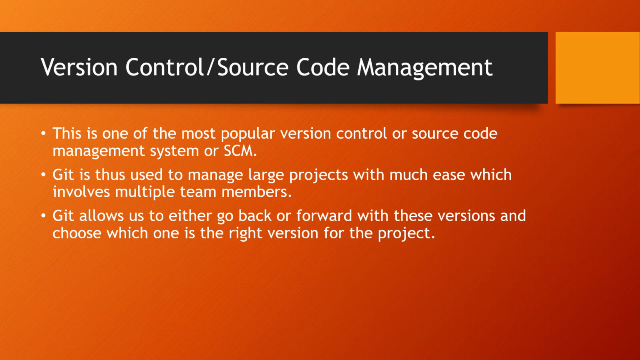Git allows us to either go back or forward with these versions and choose which one is the right version for the project. If you want an analogy with back or forward, you can treat it like if you're typing something and then you press Control Z to undo that thing. So that's like going back and saying this is the correct thing that I want for a specific document. That kind of feature is also available in Git, which allows you to go back to a previous version and mark that version as the right version for the project. So all this we'll be covering in this series.